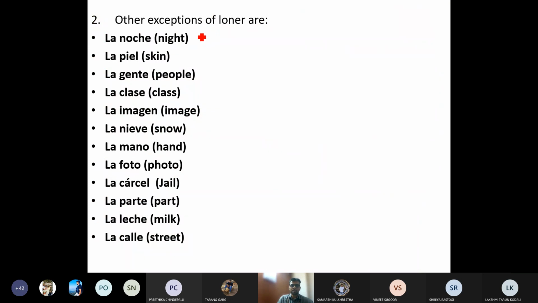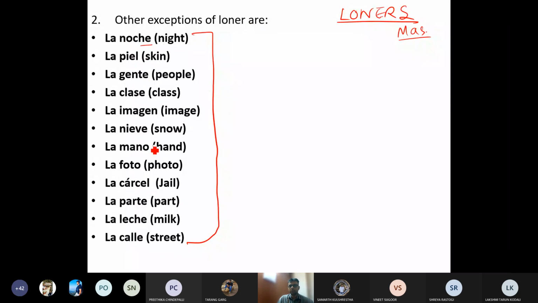Now the second part is the exception. Why do we call it an exception? Because just now we have seen the loners rule. In the loners rule we have seen that words ending with any of these letters are masculine. But here the list which is given, they are all ending with the letters of loners, but they are all feminine. So la noche, la piel. Now this one, G and E, I told you several times earlier also, that when G and E come together it becomes a J sound. So it is la gente.